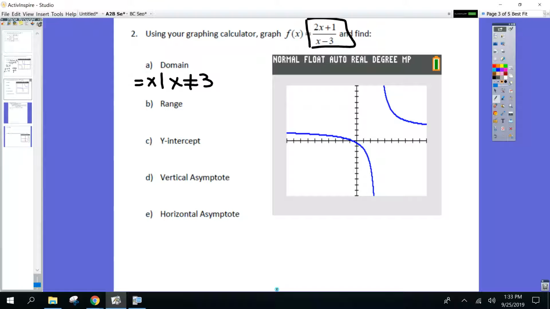3 makes the fraction undefined. That's how you find your domain from now on today. You look at the denominator, what makes it undefined? There's your domain. Done. All good? Okay, what about the range now?